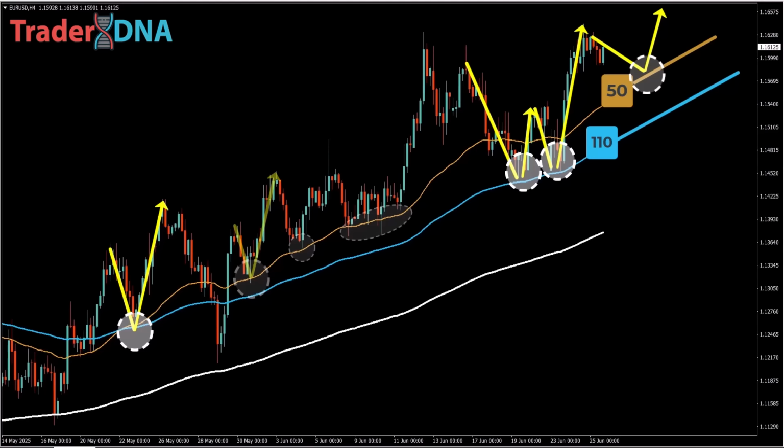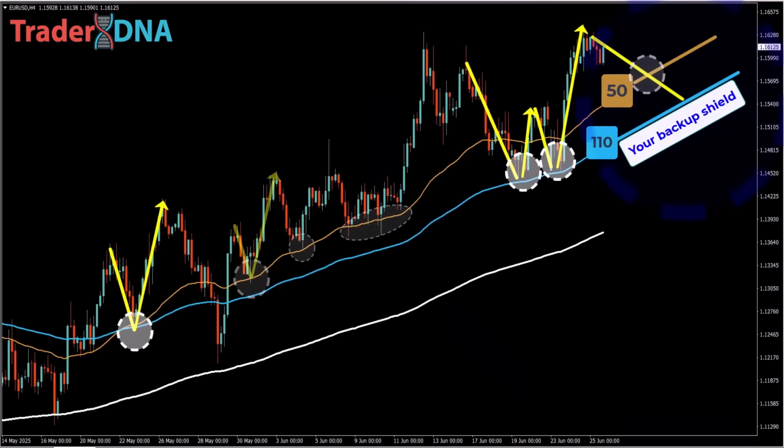It's like the market is saying, okay, you got past the 50, but you're not getting past this one without a fight. So what does that mean for you? It means the 110 EMA is your backup shield, your second safety net. Like in a video game, if your first armor breaks, the second one still gives you a shot to survive and strike back. So anytime the 50 EMA breaks, your eyes immediately shift to the 110. Why? Because that's where smart traders look for the next bounce. It's the market's plan B.